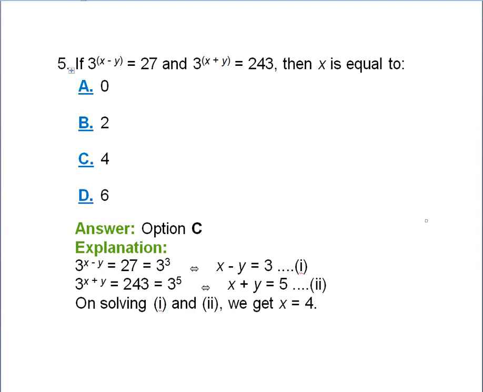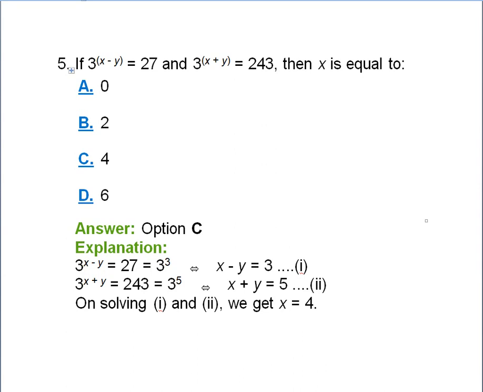If 3 raised to the power x minus y equals 27 and 3 raised to the power x plus y equals 243, then what is x equal to? Okay, so 3 raised to the power x minus y equals 27, and we can write 27 as 3 raised to the power 3. So the bases are the same, 3 and 3 on both sides, so x minus y equals 3.